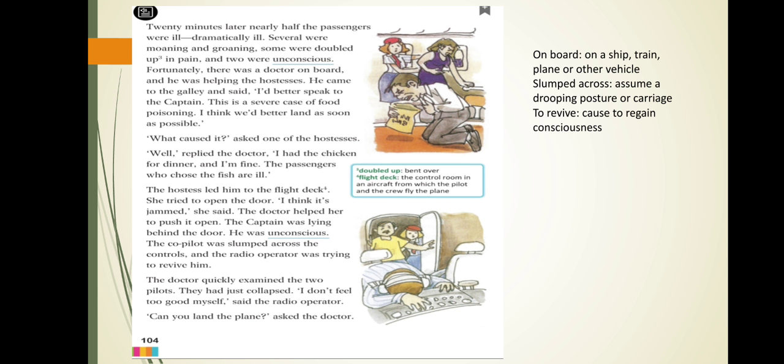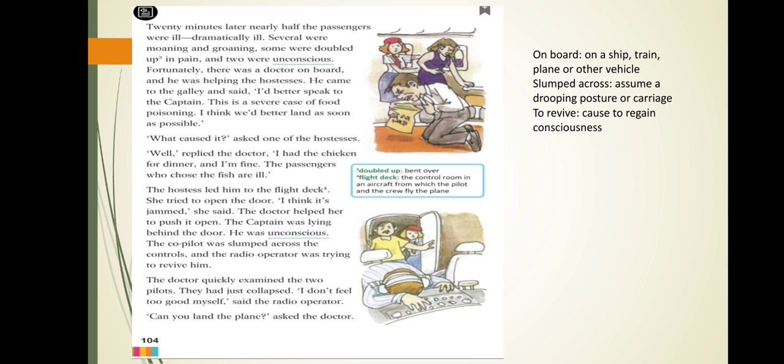Right? "What caused it?" asked one of the hostesses. So there was a doctor who knew the reason. "Well," replied the doctor, "I had the chicken for dinner and I am fine. The passengers who chose the fish are ill." That means the food poisoning was because of fish. That fish dish was having the problem. So those who ate fish were ill, but those who ate chicken were not having any problem.